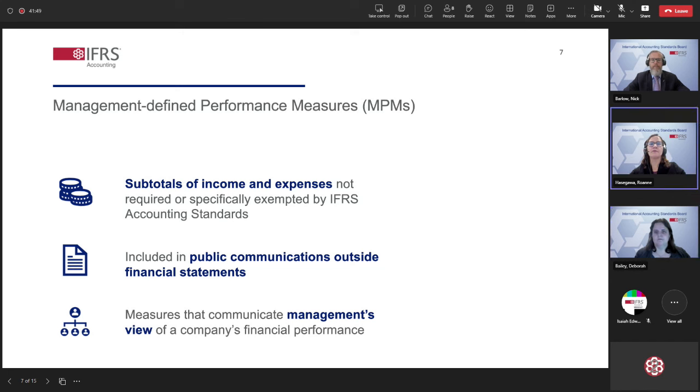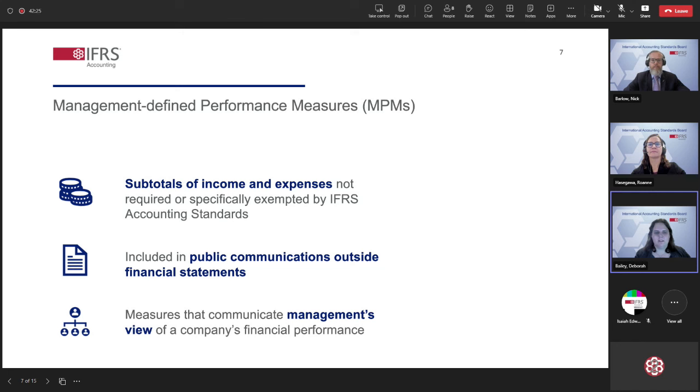Thanks, Deborah. Now let's move on to that second aspect of the definition. And could you tell our listeners a little bit more about the public communications aspect of the definition of MPMs? Sure. So as I mentioned, the second key part of the definition is that a subtotal meets the definition of an MPM only if a company uses it in public communications outside its financial statements. And this provides a link to other communications companies have with their investors about the company's financial performance, such as management commentary, press releases, or investor presentation.